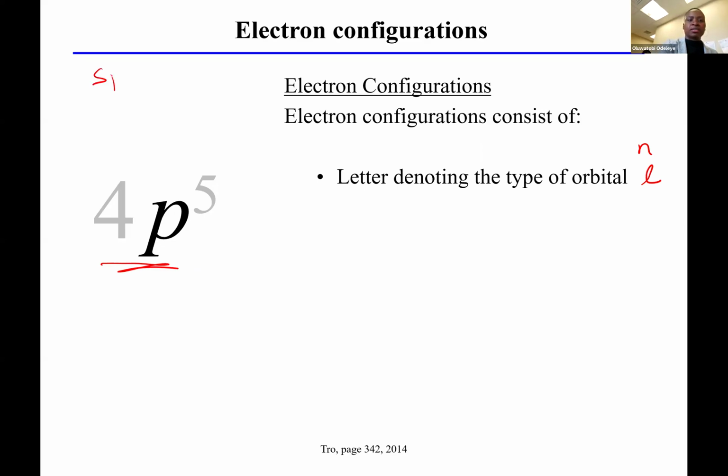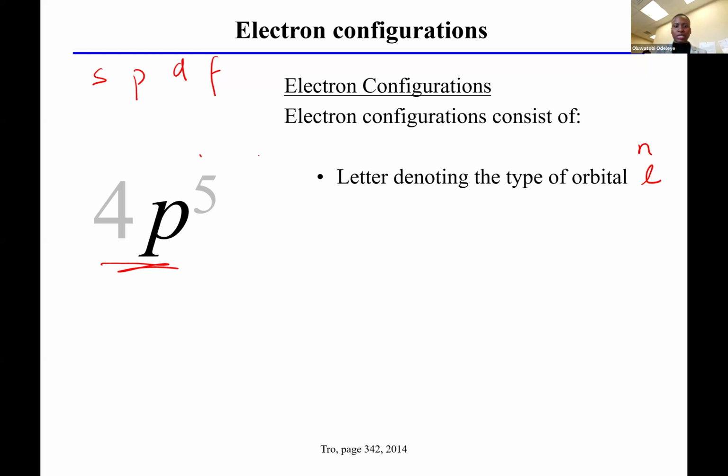Remember, S, P, D, F, L would be 0, 1, 2, and 3. Sorry, my pen went off. And now we're frozen. And then the 5 would denote whatever the number of electrons are.